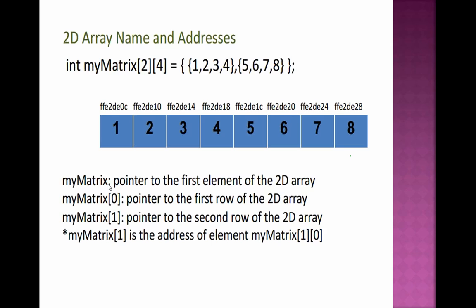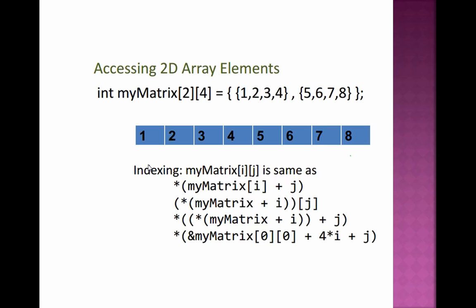Then the next one is my matrix 0, meaning the index is 0, so it points to the first row of the 2D array. First row means that is row 0. Then my matrix 1 points to the second row, that is your row 1, because it starts with 0. Then pointer my matrix 1 is the address of the element my matrix 1 0. So this is your pointer, the address of the element 1 0. So this is how we can give the name and address of the arrays.